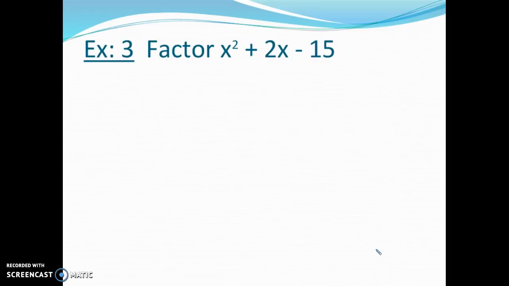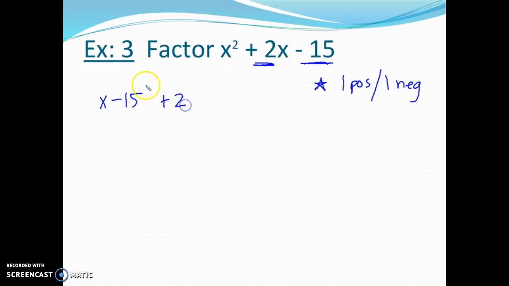For our third example, we've got x squared plus 2x minus 15. So now I'm multiplying to a negative 15, but adding to 2. So in order to multiply to a negative, I've got to have one positive, one negative. And I'm going to keep in mind that I want to add to a positive. So that means that my positive has to be the bigger number. So I'm going to multiply to negative 15, add to 2.